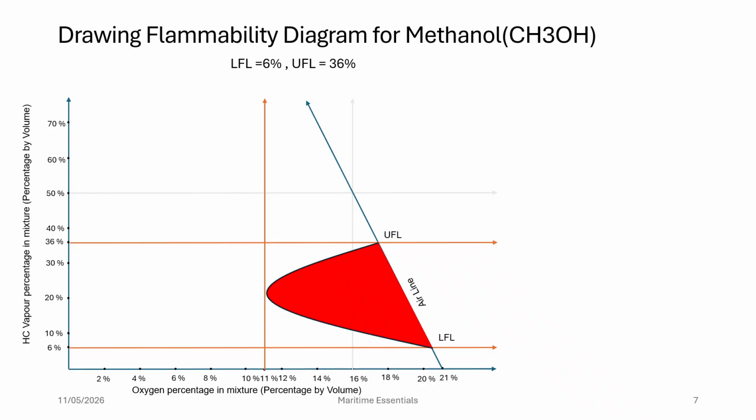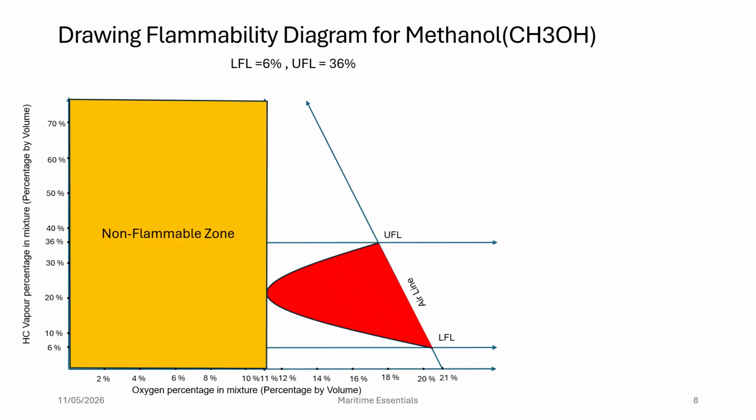Now, what you need to do, right? Now we need to see other areas also. Below 11% we have got a zone. That zone we call the non-flammable zone. Here the oxygen and hydrocarbon mixture is in such a percentage that it doesn't support any combustion.